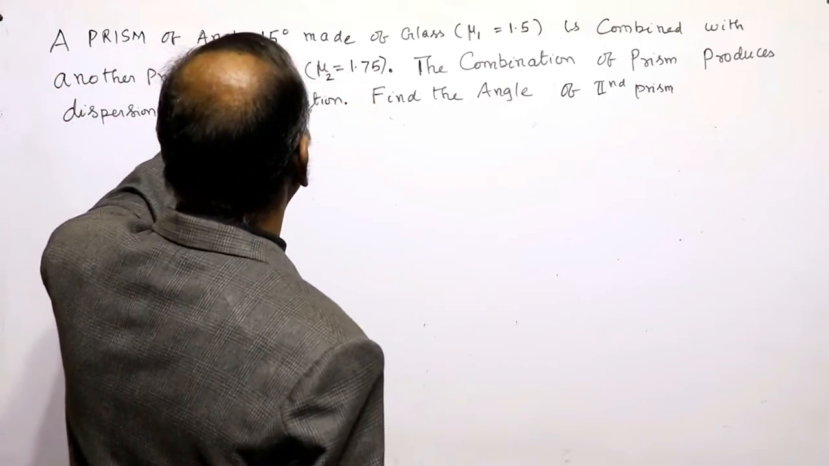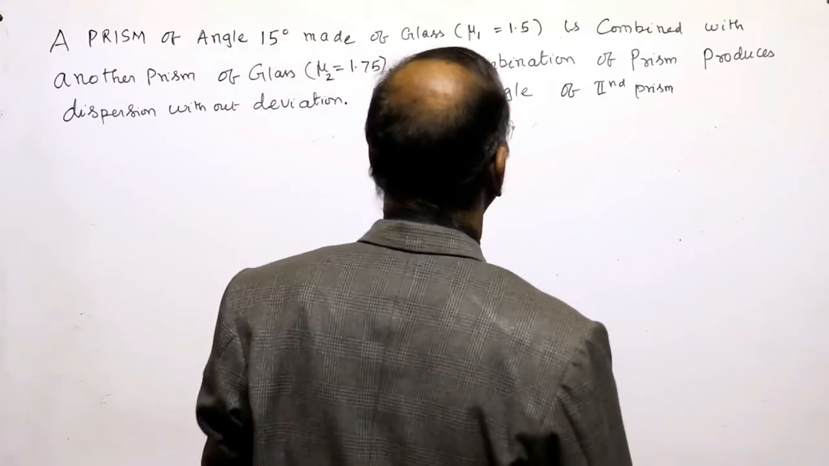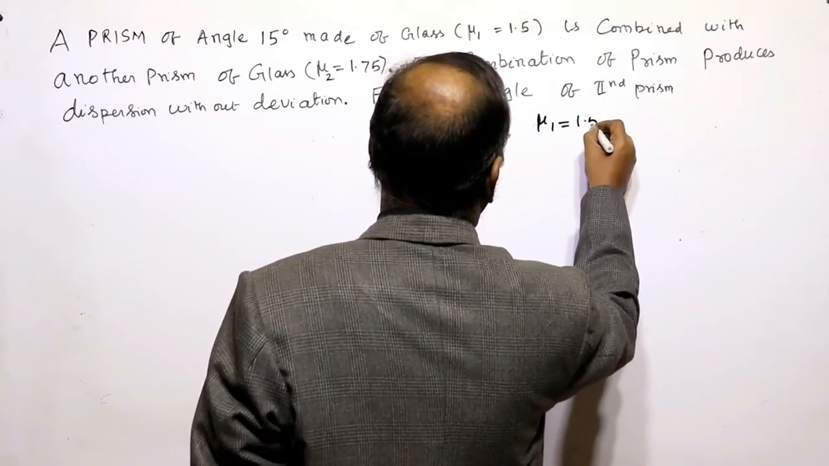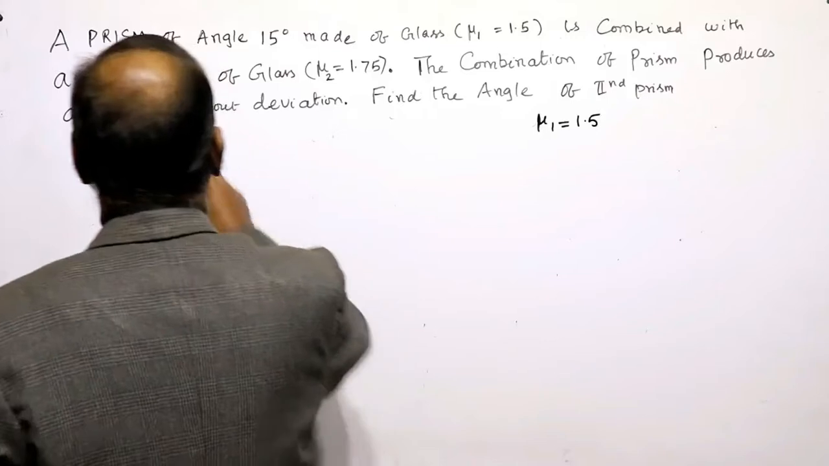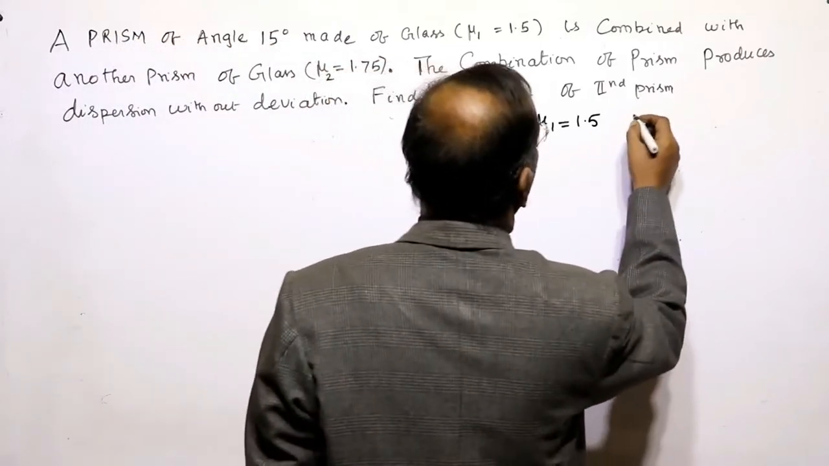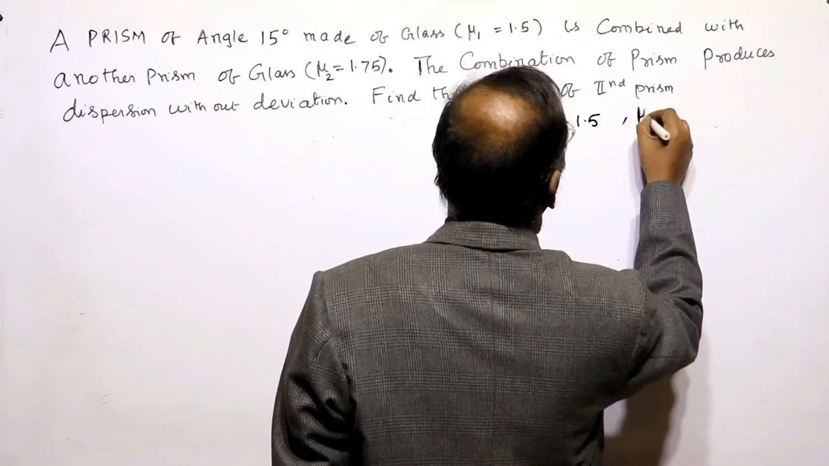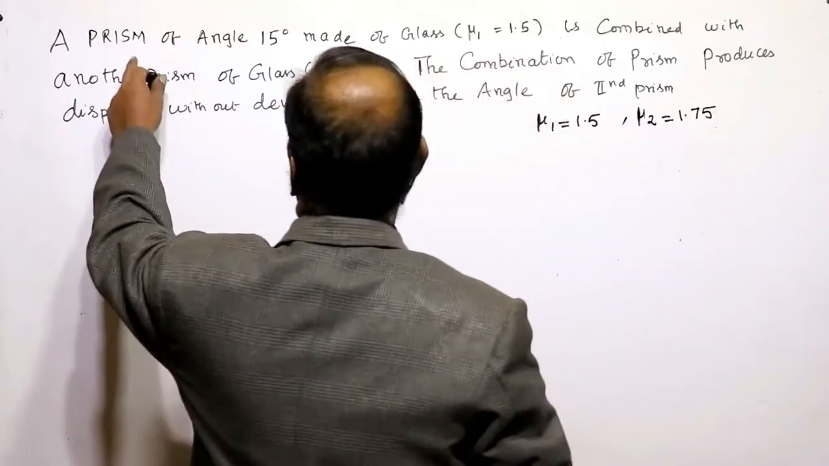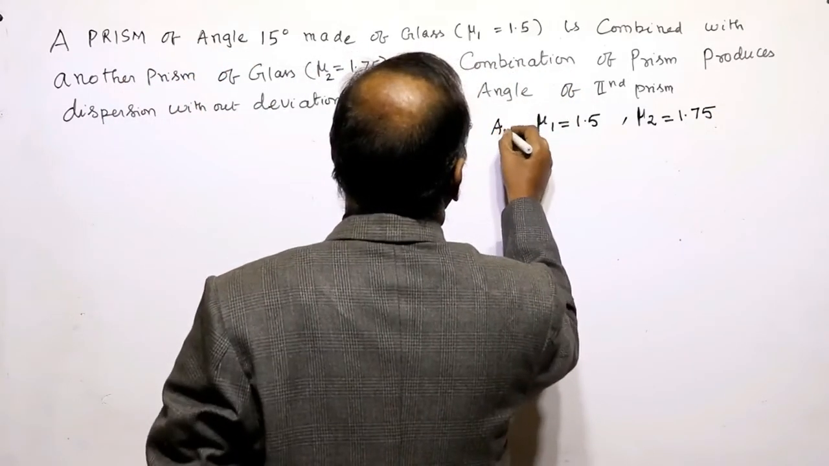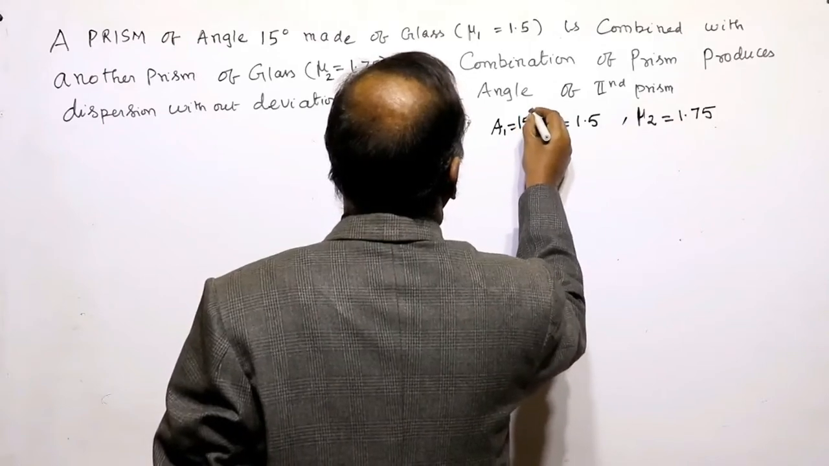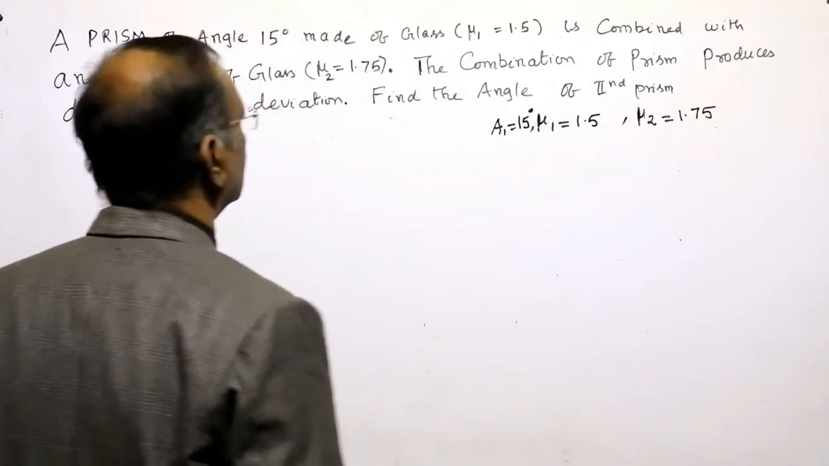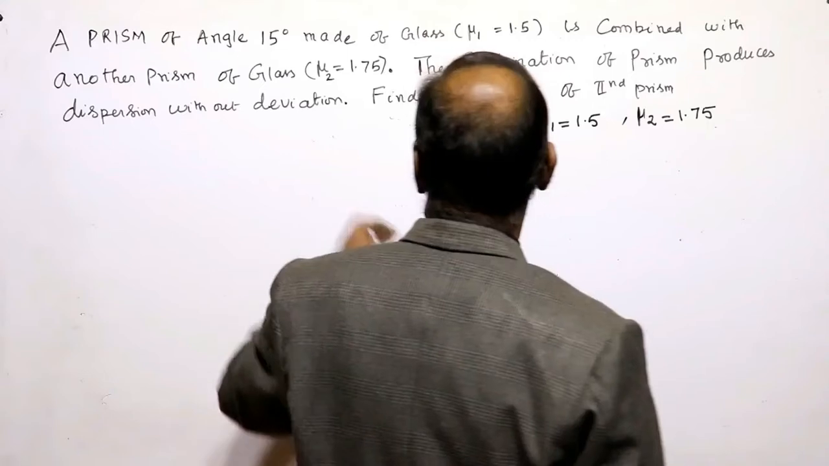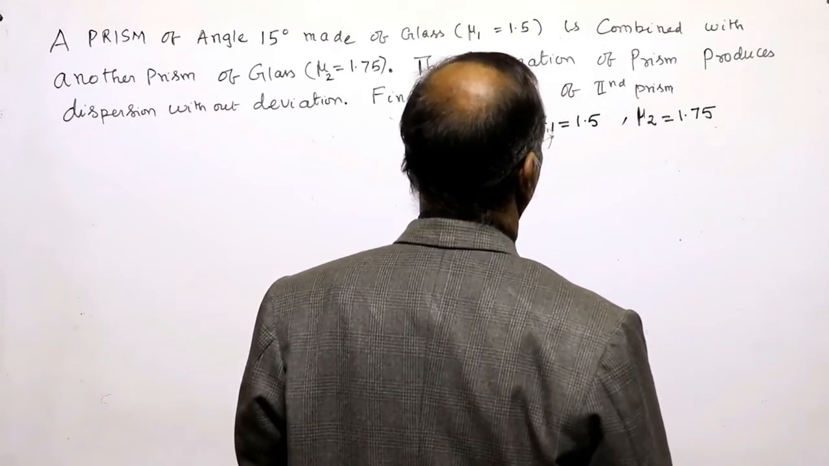A prism of angle 15 degrees made of glass with refractive index 1.5 is combined with another prism of glass with refractive index 1.75. The angle of the first prism is 15 degrees. The combination of prisms produces dispersion without deviation. Find the angle of the second prism.